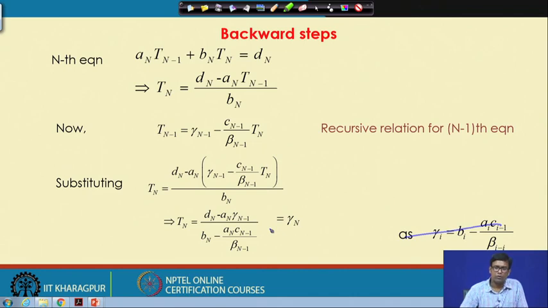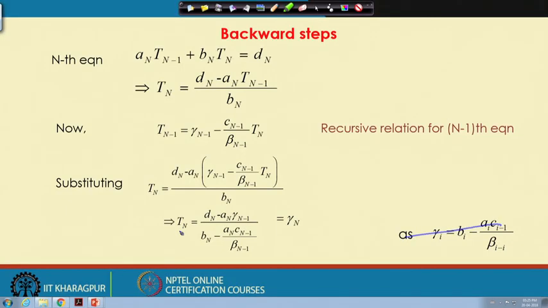So what we have done in the forward steps: we started with gamma 1 and beta 1 from the first equation, and using the recursive relationship we came up to gamma n and beta n. When we came up to gamma n, T n is nothing but gamma n. So now we have to do the backward step starting from T n is equal to gamma n.